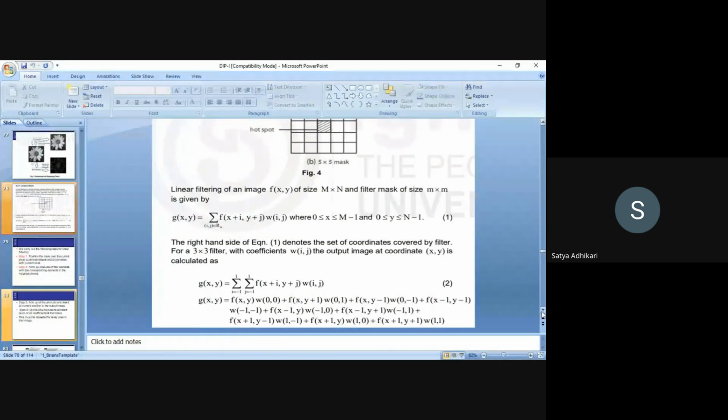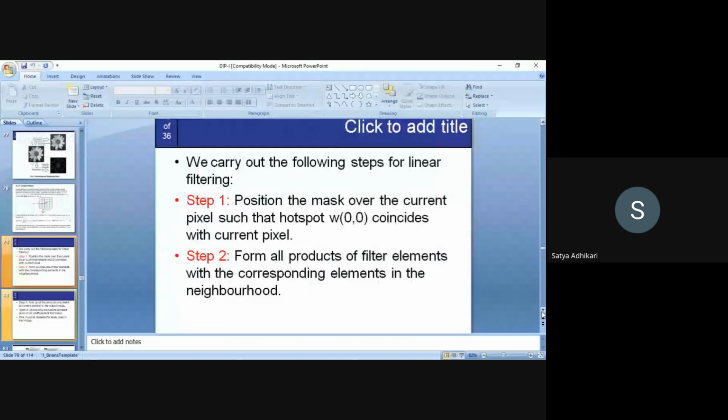So it seems complex, but it is actually very easy. We'll discuss: what are the steps for linear filtering? Position the mask over the current pixel so that the hotspot, let it be w00, coincides with the current pixel. So if we keep a mask on the image, there should be a center of that mask, and the pixel present in that center is known as the hotspot.